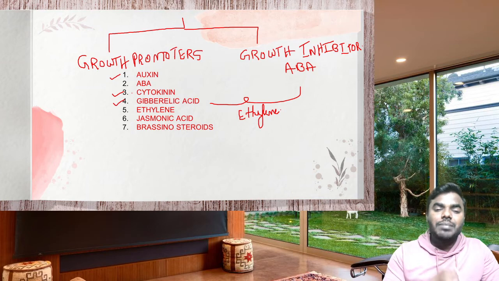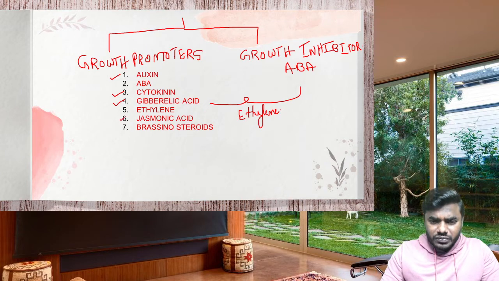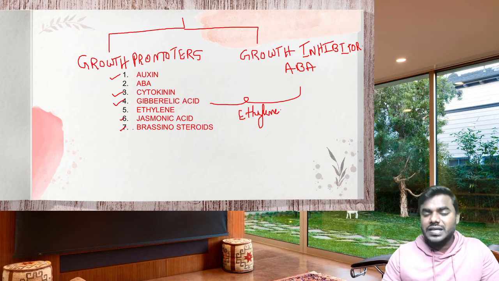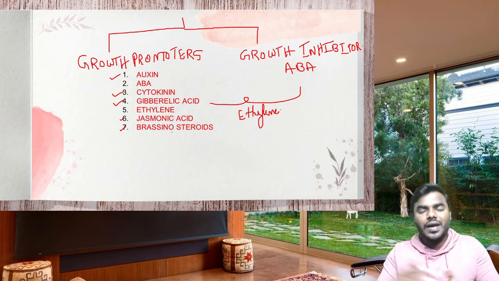Apart from the five major plant hormones, there are two other hormones. What are those? We call them jasmonic acid and brassinosteroids. Please do not forget these two also. What is the speciality of jasmonic acid and brassinosteroid? That's what I will tell you in the upcoming slide.